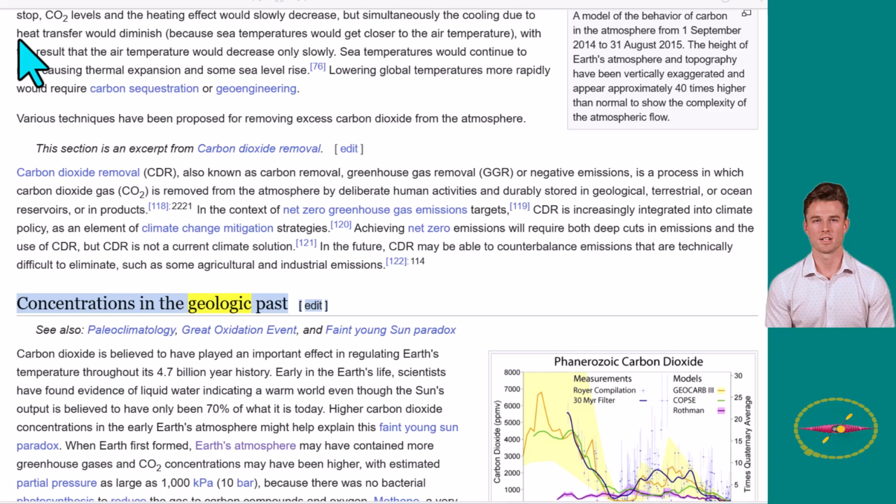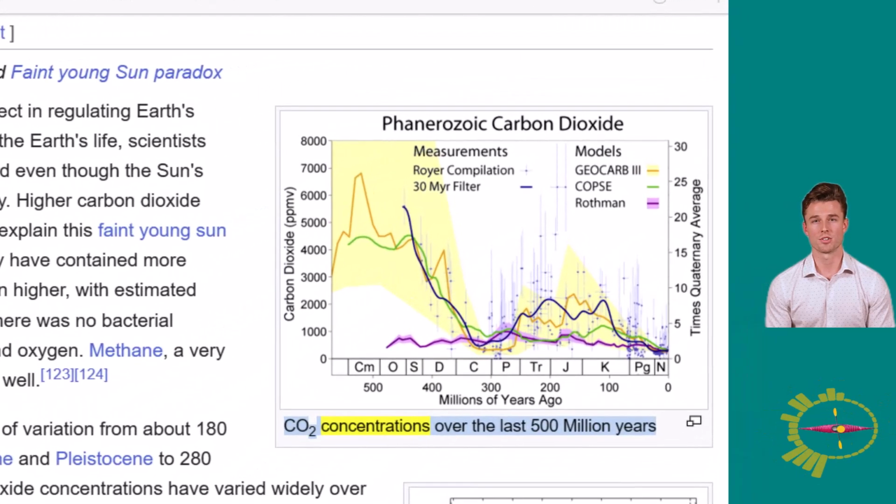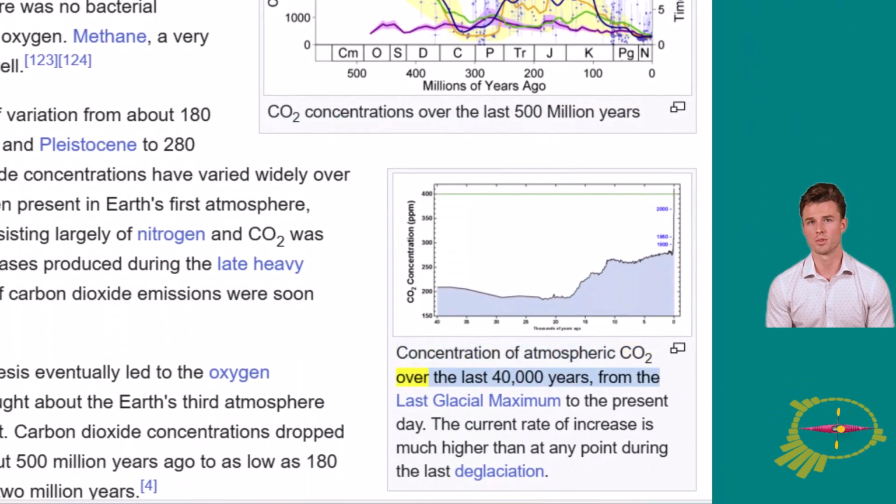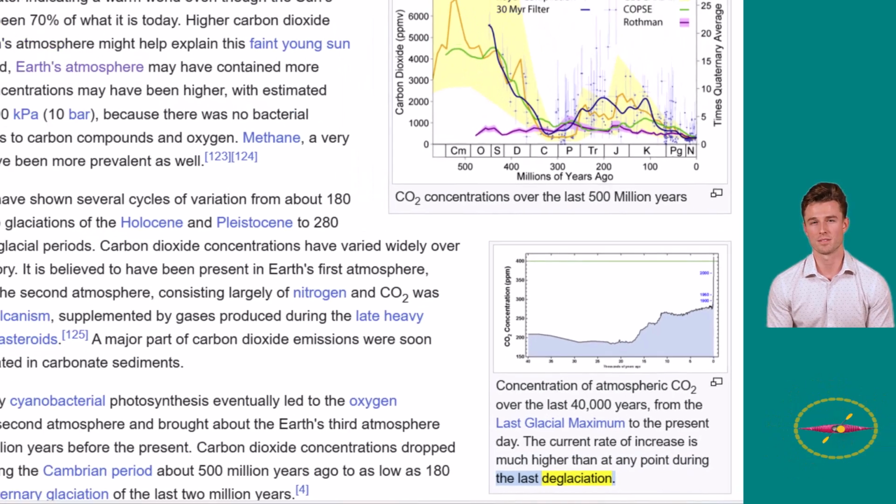Concentrations in the geologic past. CO2 concentrations over the last 500 million years. Concentration of atmospheric CO2 over the last 40,000 years, from the last glacial maximum to the present day. The current rate of increase is much higher than at any point during the last deglaciation.